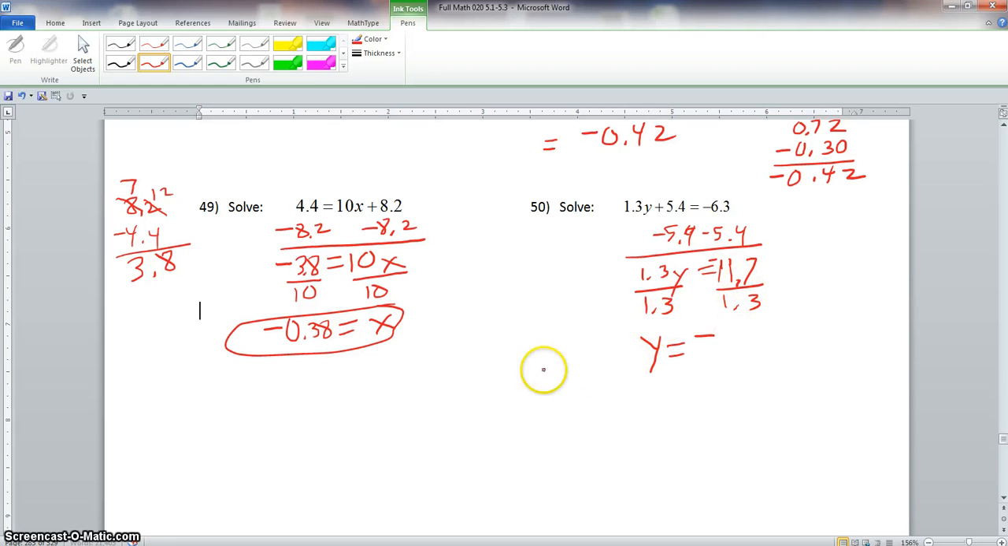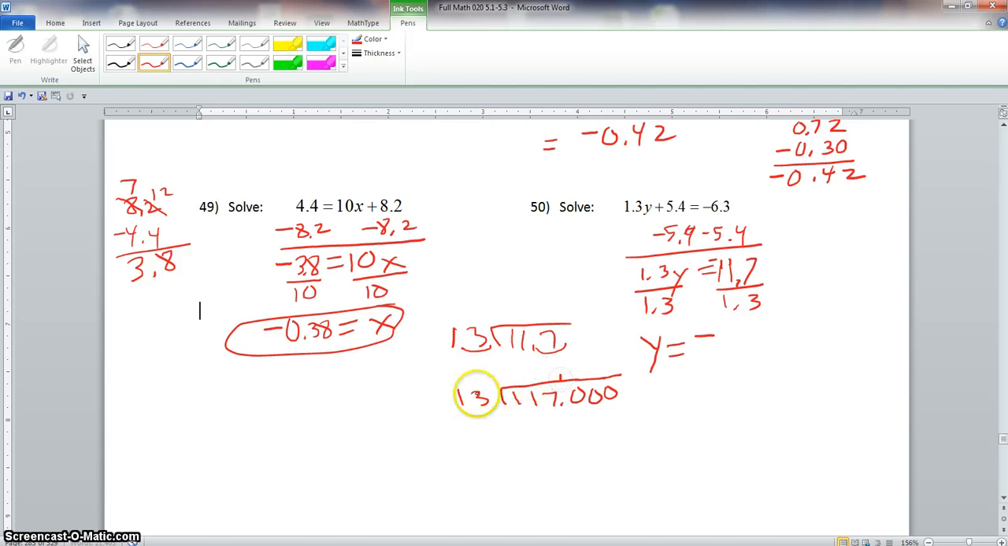Now we have to divide. We can go off here to the side. We'll take 1.3 into 11.7. Now we have to move this decimal one place to the right. We'll move this decimal one place to the right. So we had 13 into 117. Add our decimal, and I'll say add about 2 or 3 zeros.